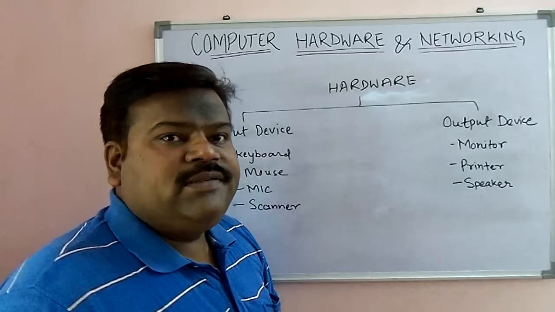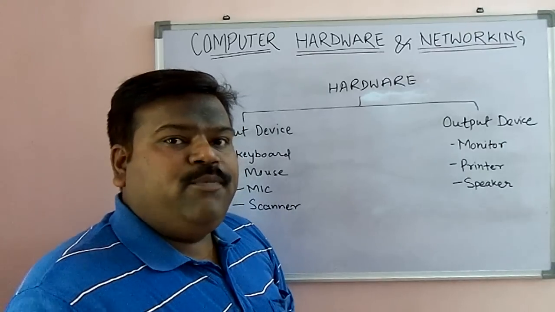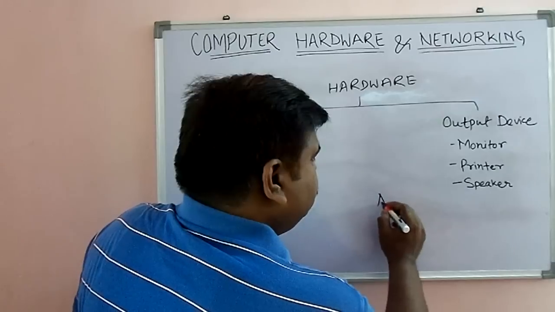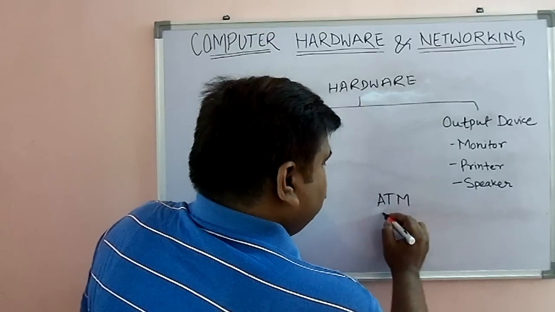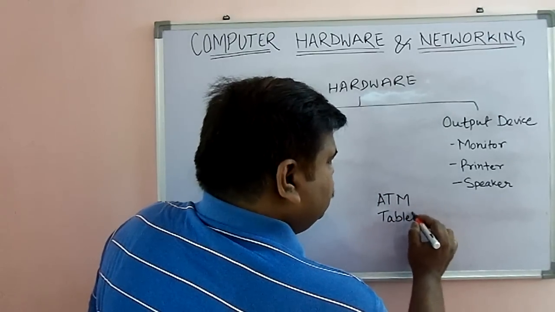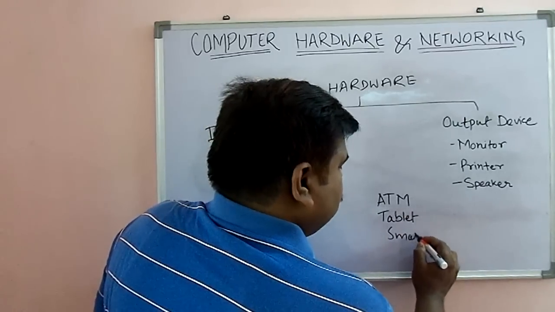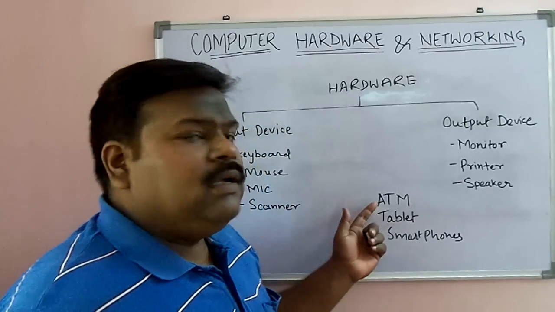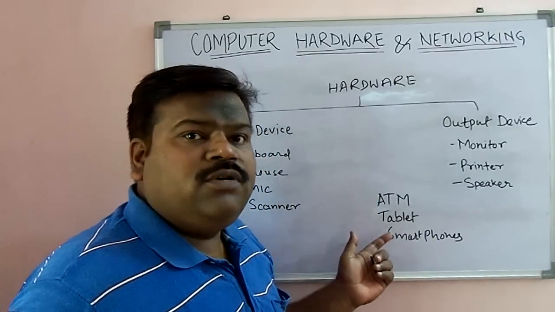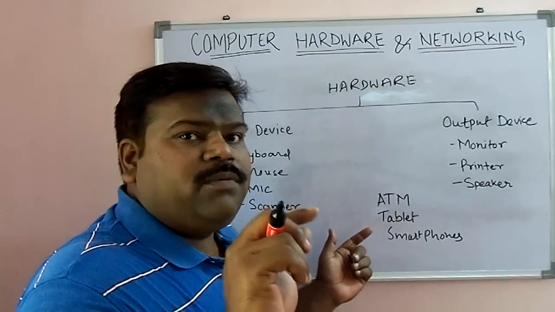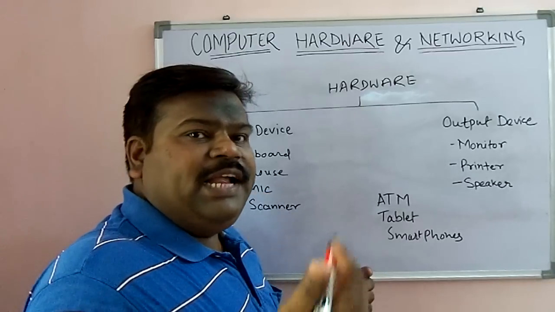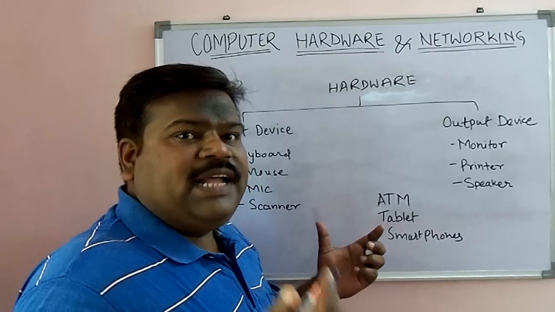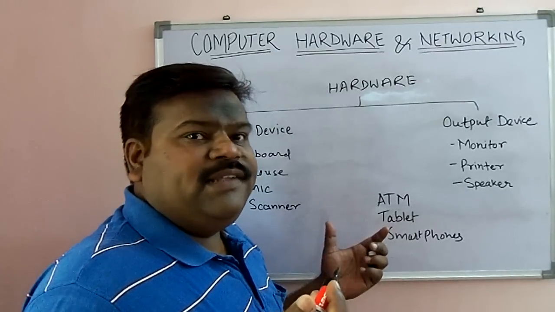If you know, nowadays there are some devices which are input devices as well as output devices, like ATM, tablet, smartphones, etc. In an ATM, tablet and smartphone, we give instructions from the screen itself and we get results from that screen itself. It means the screen is working as an output as well as an input device.